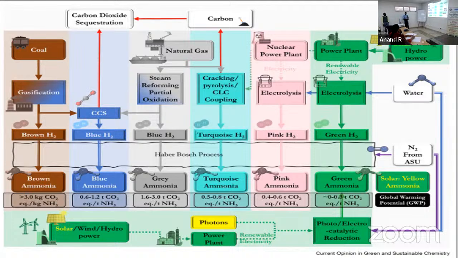For example, if you take the conventional route, the Haber-Bosch process, before entering into the LCA, we have to think about what are all the inputs, what are all the outputs, and what are all the emissions. These three are major things. We will see that in the field also, what are the inputs.